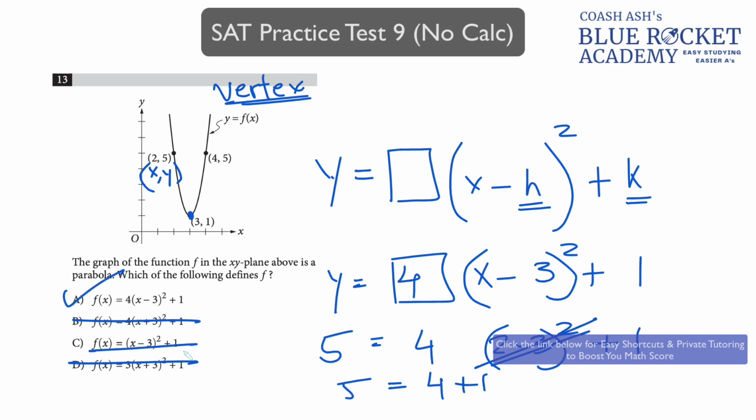Of course, if you plug this one in, you're not going to get the answer. You're going to get some other answer. So therefore, this is out and A is in, and it's the correct answer.